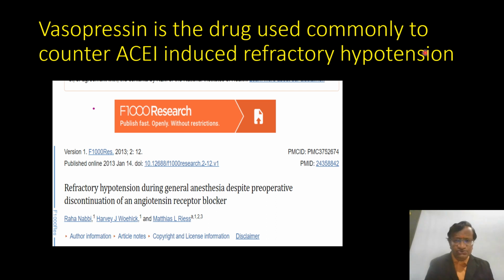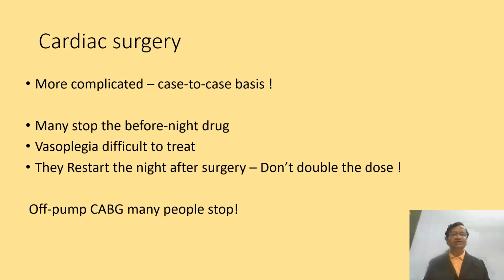Vasopressin is the drug used commonly to counter this. This is very important. When you think that this is enalapril-induced refractory hypotension in a case of neuraxial blockade, start vasopressin. Now we have given enalapril, you have given spinal anesthesia, you have got the BP fall, then you give ephedrine. It doesn't improve. Then you think of vasopressin and not noradrenaline. This is what I want to emphasize.